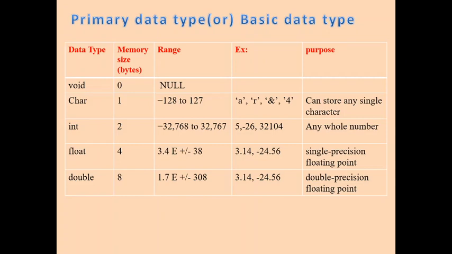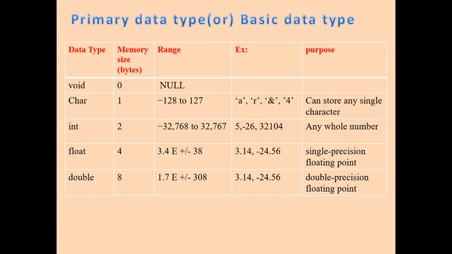The basic data types in C language are void, char, int, float and double. Void means nothing. It requires 0 bytes of memory. That means it does not require any memory, and it does not represent any value. Already you might have seen void main. That means it is not representing anything. That we will discuss in the coming topics.